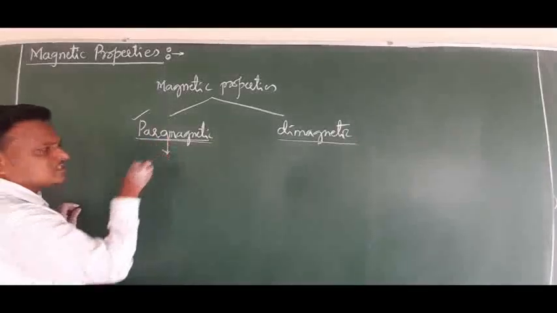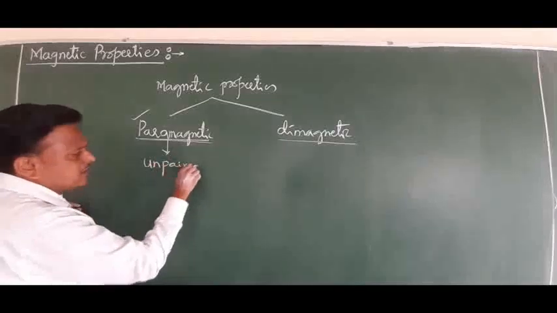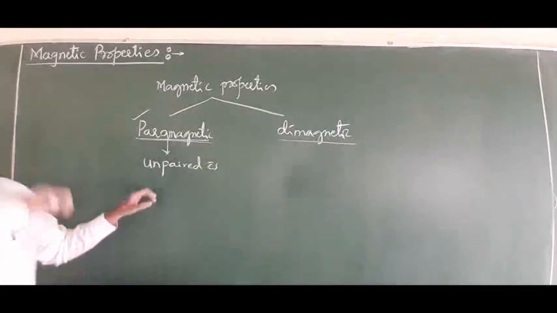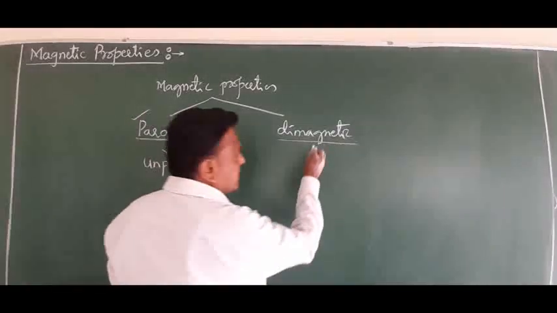This repulsion depends completely on the number of unpaired electrons. Due to the unpaired electrons, paramagnetic behavior is shown, and diamagnetic means due to the paired electrons.